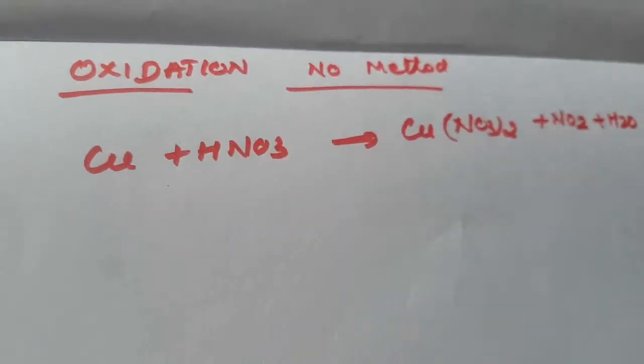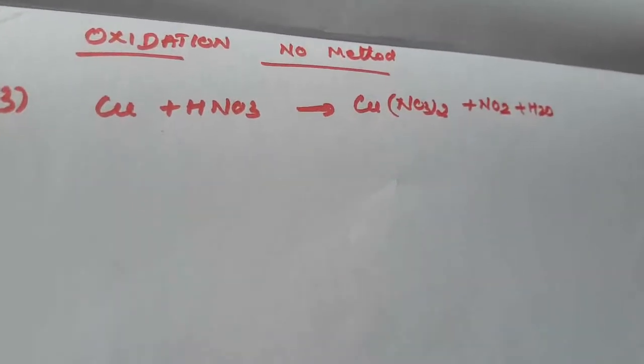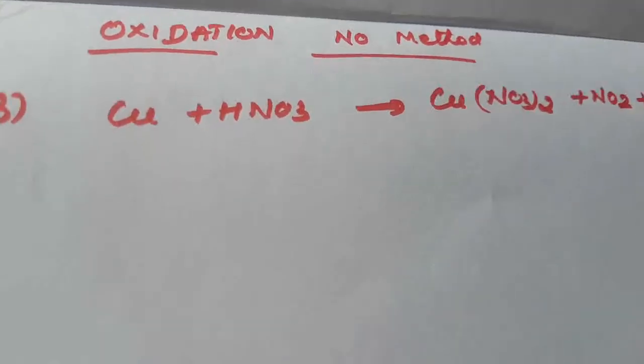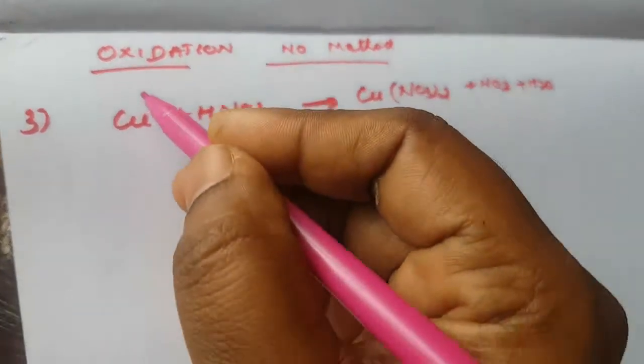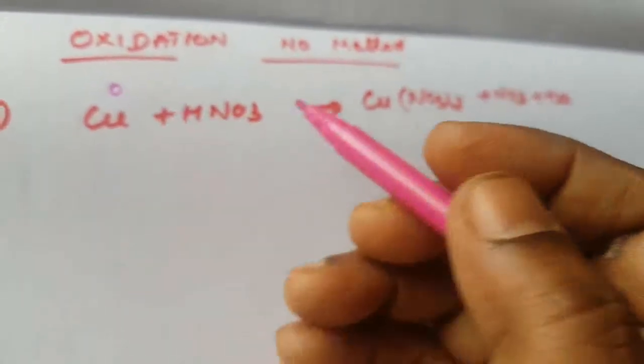That is question number 3 in your book back questions. That is the given equation, right? How to balance that one? First you have to calculate the charge, okay? First one is copper, here that is 0 charge. That is a single element, so it has 0 charge.